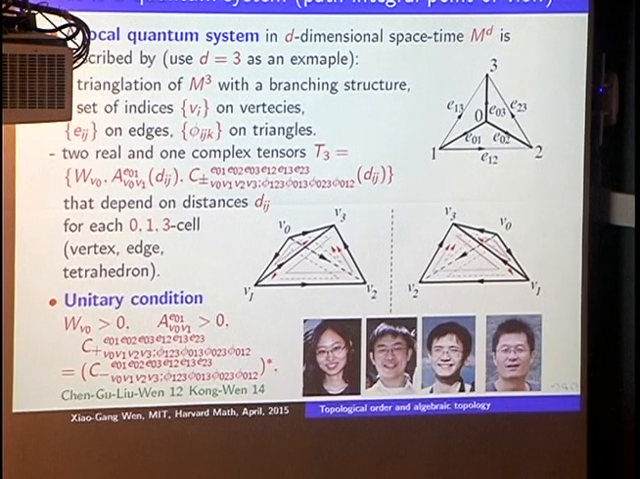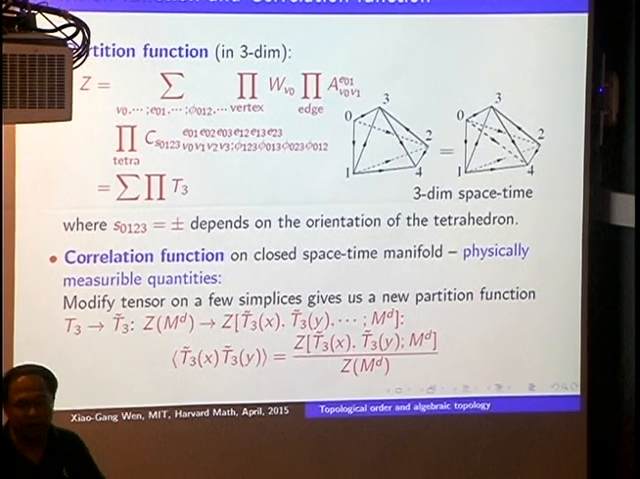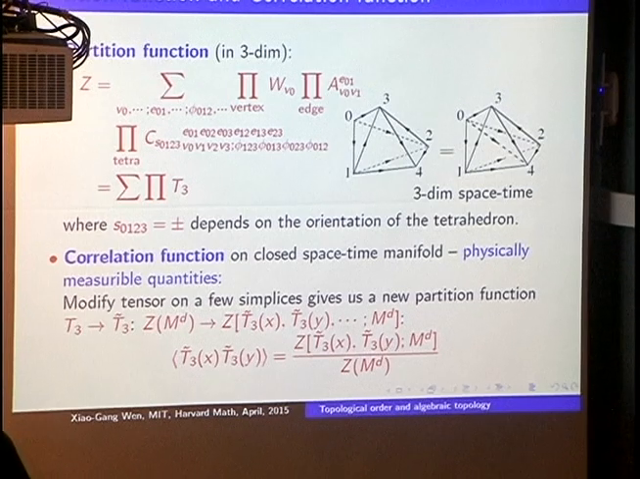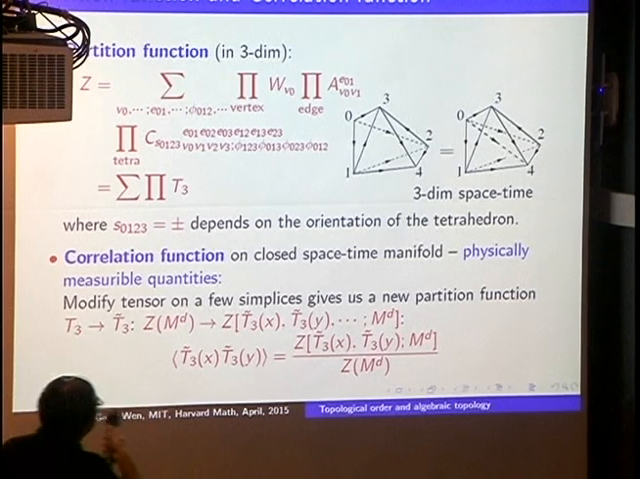But once you have this set of tensors, you can define the partition function. The so-called partition function is based on a number. So that's for every closed manifold. Once you have this tensor, you can get a number. So this association from manifold to number is called the partition function, and that defines a physical theory. So the way to assign the partition function number is the following.